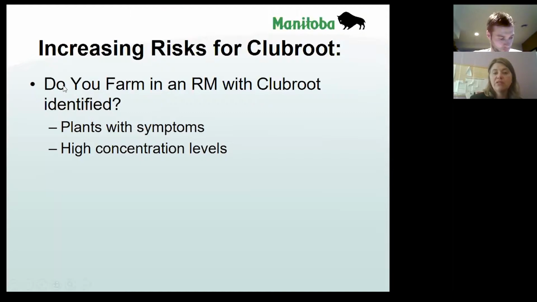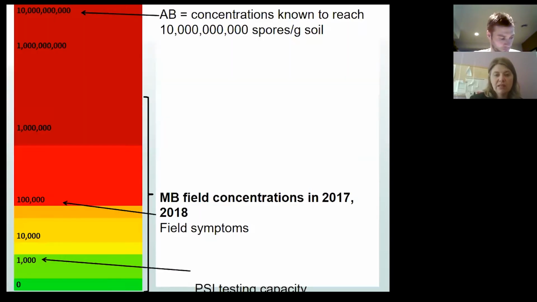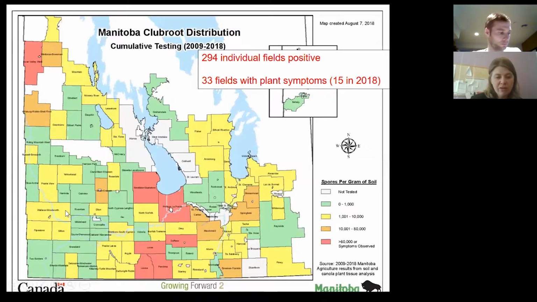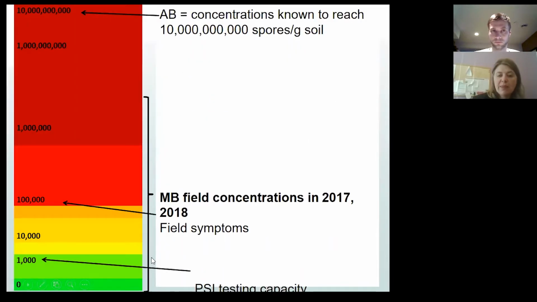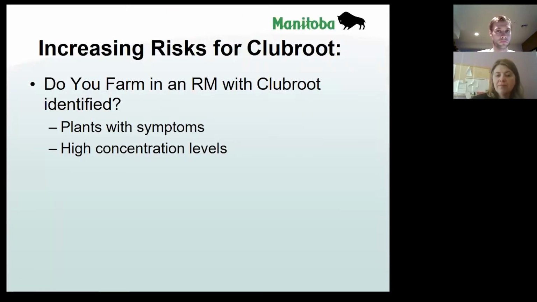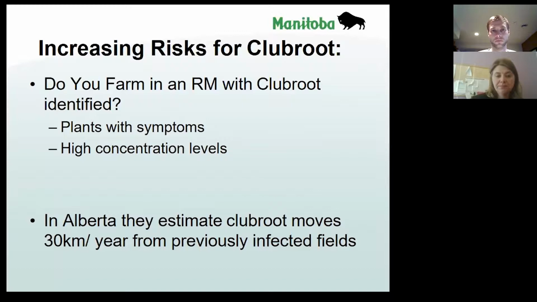So, increasing risks for clubroot. A few questions. Do you farm in an RM where clubroot's identified? Plants with symptoms or high concentration levels? Just scooting back a couple here. I'm assuming most of you are probably farming in this area where, yes, we are seeing some spores and we have identified them, but we're not seeing a lot of symptoms. So that's one thing to ask yourself. Higher concentration levels, you're probably still a little bit on the lower end, so maybe your risk is a little bit reduced there.